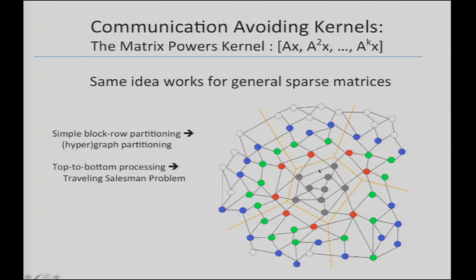So to do A times X, I need all the dependencies that follow out one edge, so I need all the red guys. To do A squared times X, I need to follow two edges out, and so I need to get all the green colored ones as well and communicate them in. And to do A cubed times X, I need to follow three edges out and get all the blue ones as well.